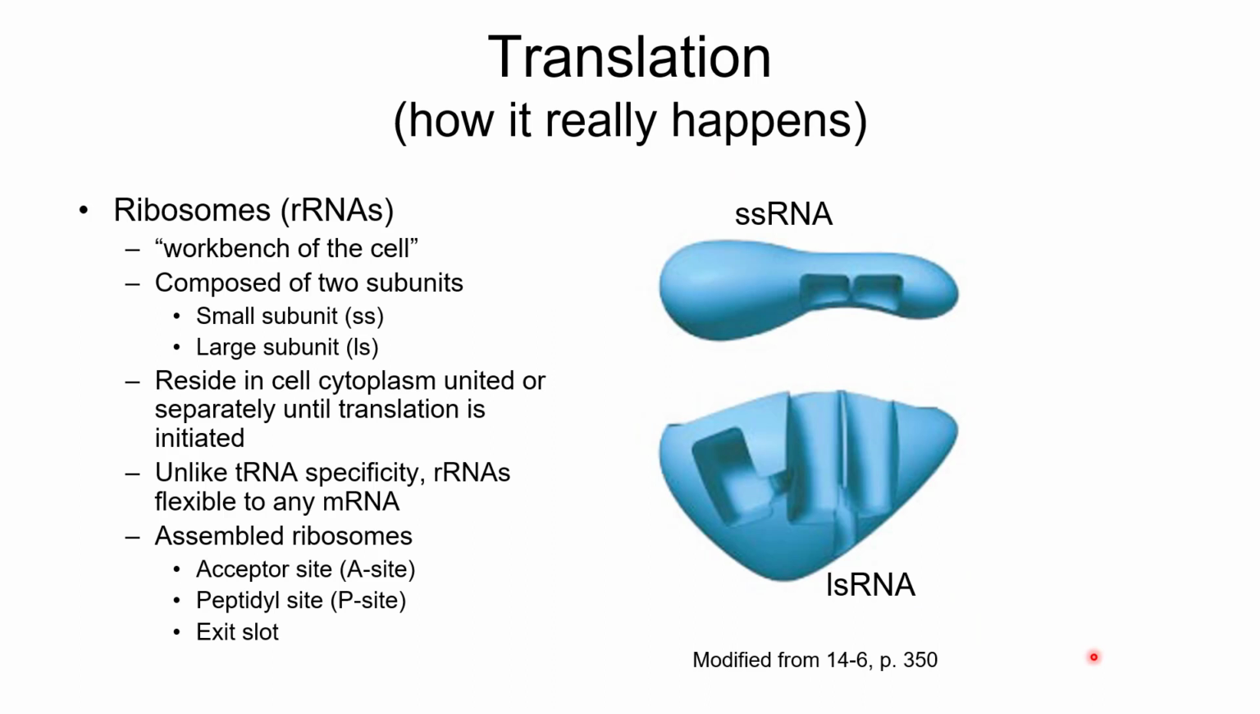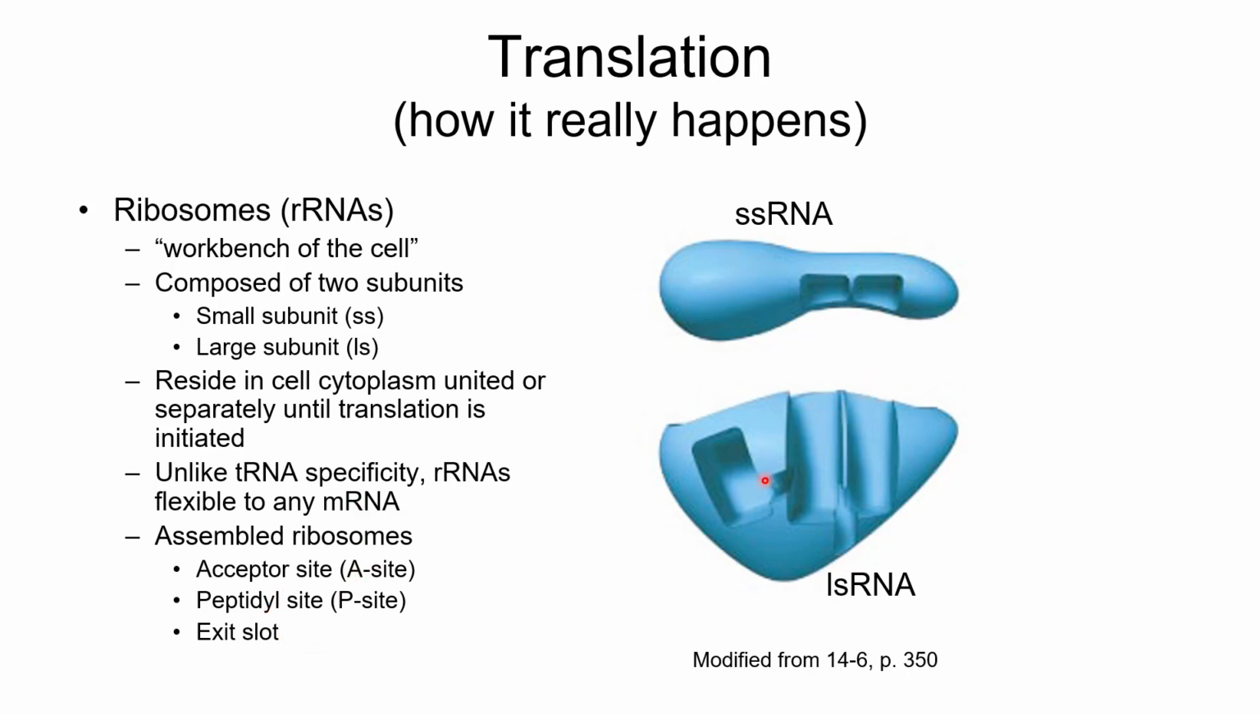Now our rRNAs that are involved in this function make up our ribosomes. Ribosomes are the workbench of the cell. They are composed of two subunits: the small subunit and the large subunit. Both of these subunits reside in the cytoplasm. They can be either united or separate, and when translation is initiated, they will become united together if they are separate. And unlike how tRNA has a specificity for only a single amino acid, our RNAs can bind to any mRNA.